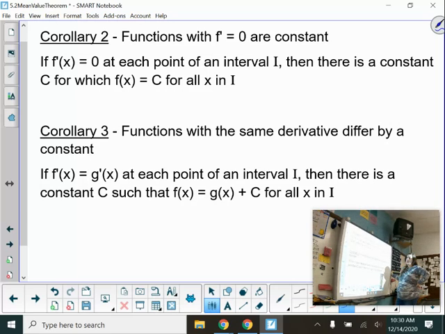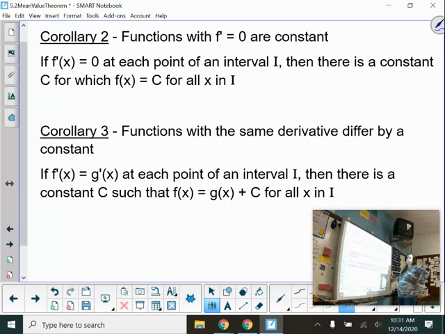That capital C for constant, we will be using that quite a bit whenever we're talking about working backwards from what that original constant was. And then you have corollary 3. Functions with the same derivative differ by a constant.